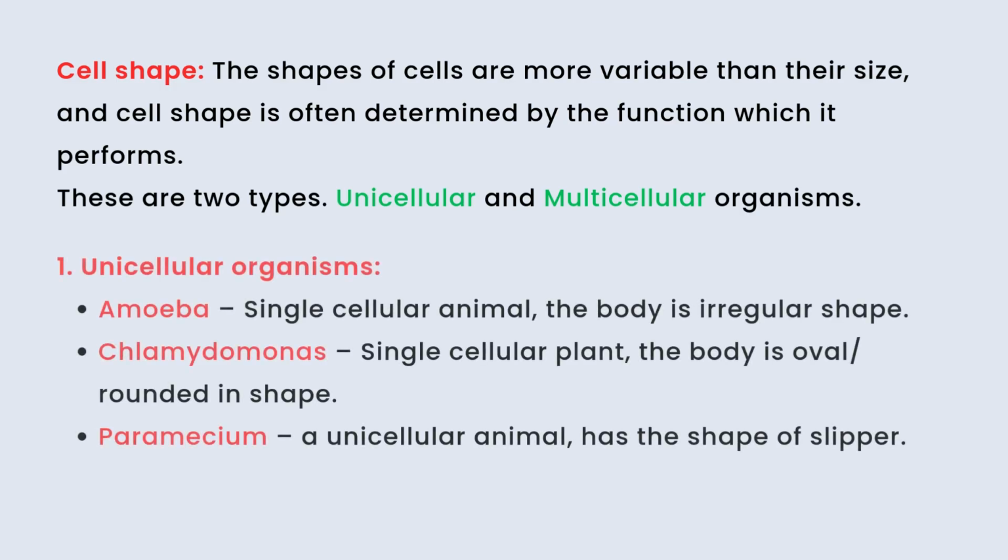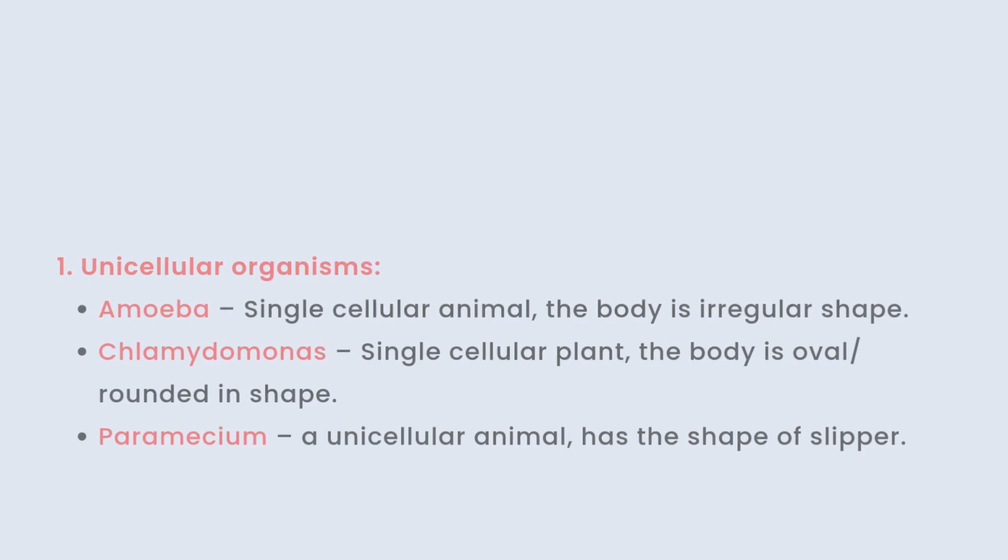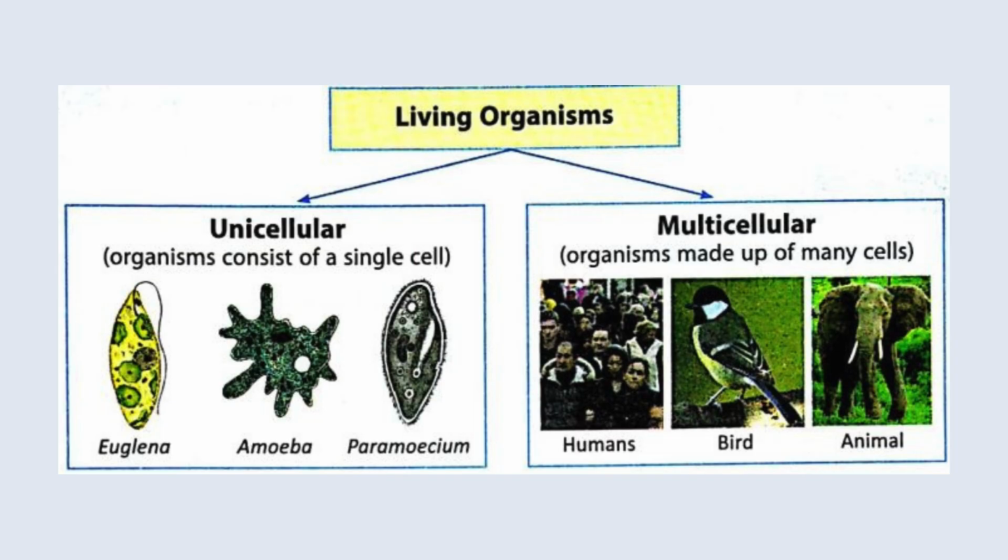Some of the examples of unicellular organisms: amoeba, chlamydomonas, and paramecium. Amoeba, it is a single-celled animal. The body is irregular in shape. And the chlamydomonas, this is a single-celled plant. The body is oval or rounded in shape. And the paramecium, it is a unicellular animal, has the shape of a slipper. This image is helpful to you to remember which are the unicellular organisms and which are the multicellular organisms.